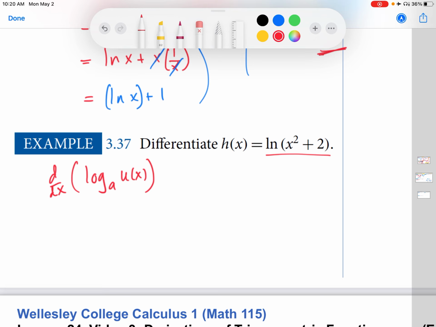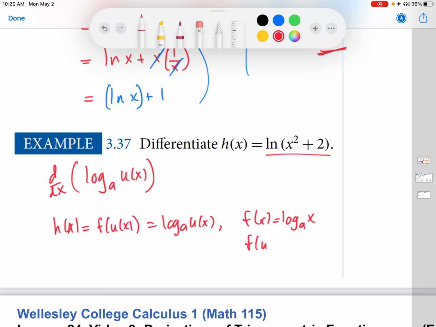Okay, so if I want to take this derivative, let's call h of x the function f of g of x, f of u of x, equals log base a of u of x. In other words, f of x here is log base a of x, and f of u of x is log base a of u of x, the thing we want to differentiate. And we can come up with a fast rule here for it. We say, oh, h prime of x, I'm going to use the chain rule. This is f prime of u of x times u prime of x.